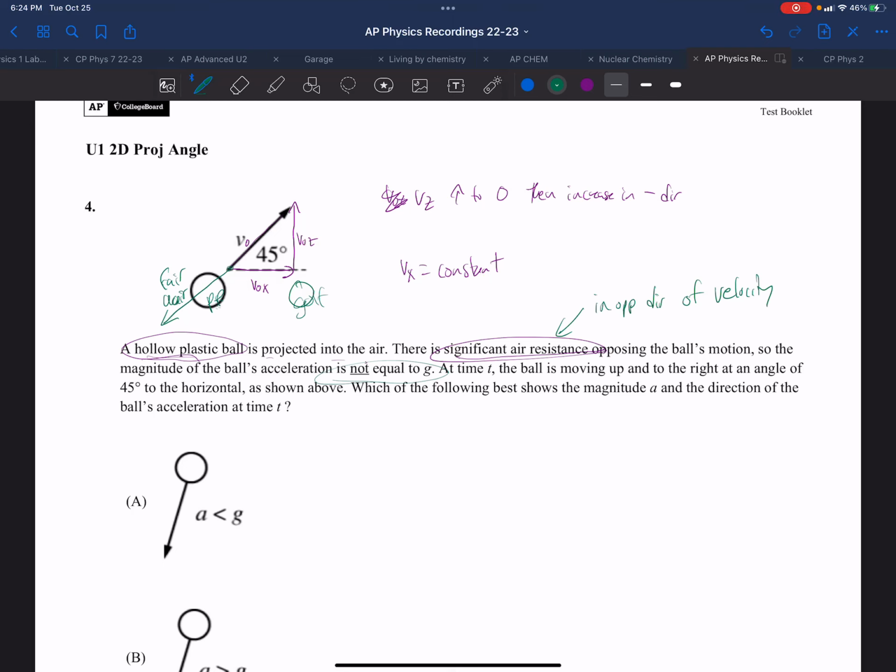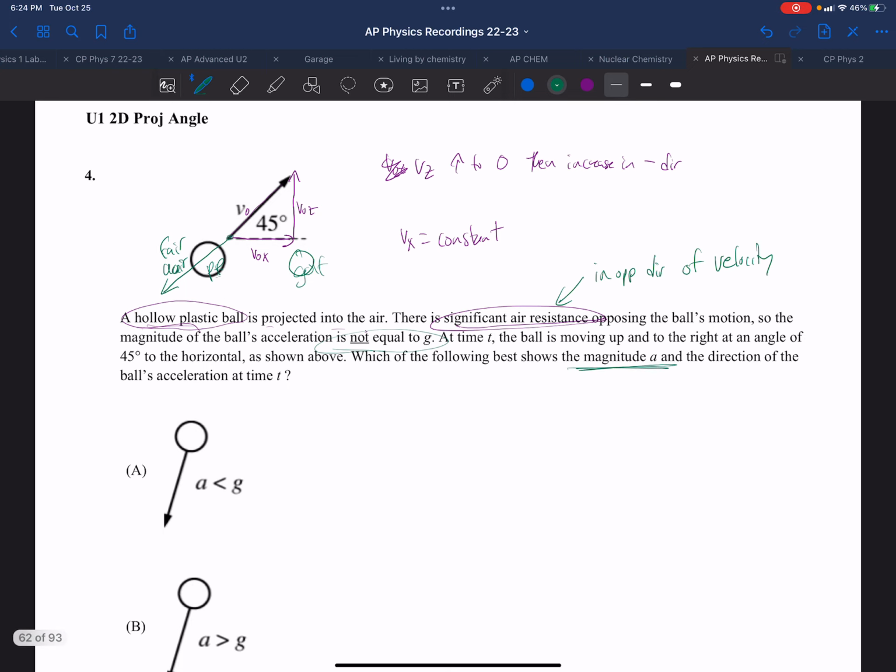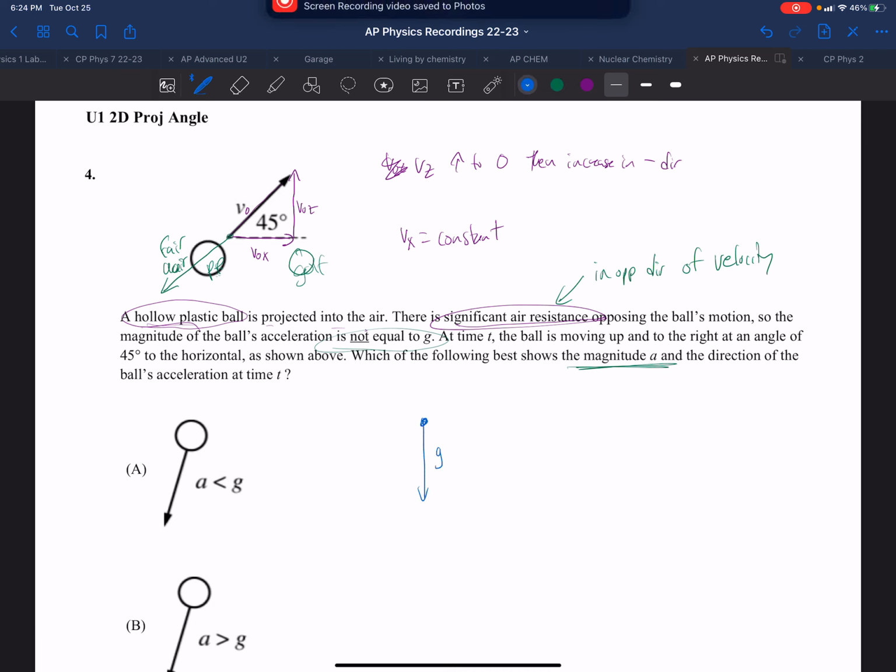So we would expect that the ping pong ball would slow down sooner than the golf ball would. We want to know which one is most likely the overall acceleration with time t. Well, we know that the acceleration caused by gravity g is in this direction, and we know the direction of the acceleration caused by the air resistance is in that direction. The result of those two is this acceleration. It is larger than gravity.